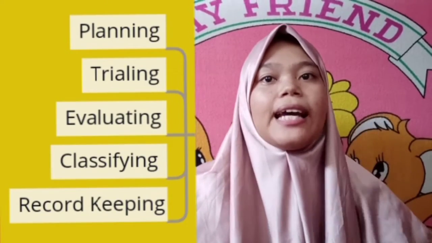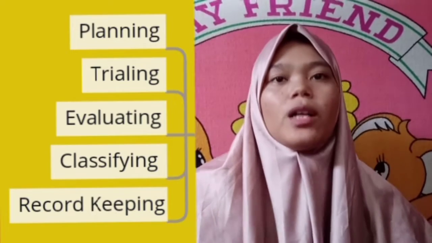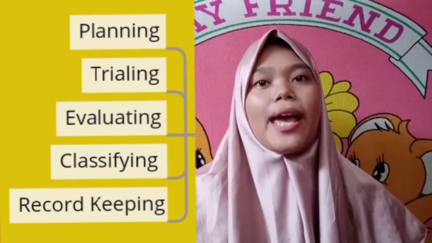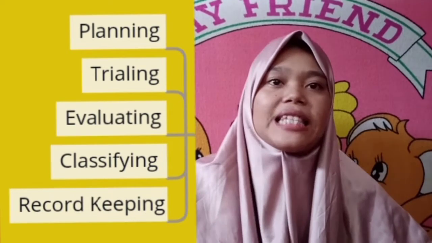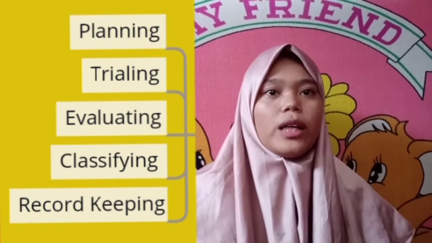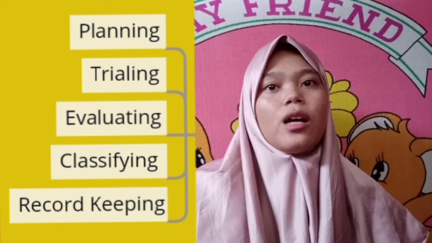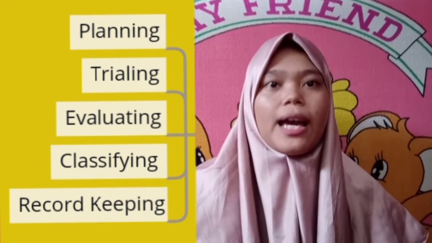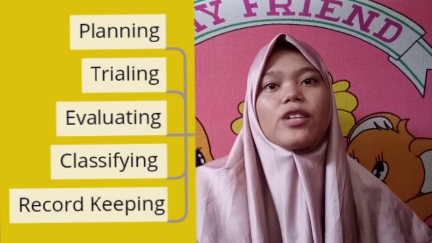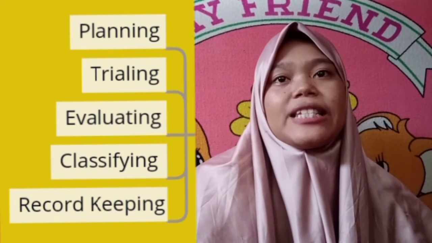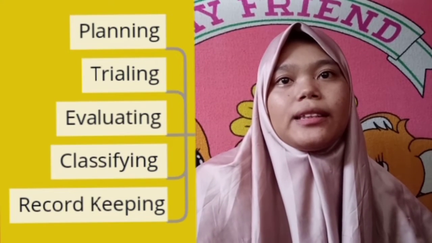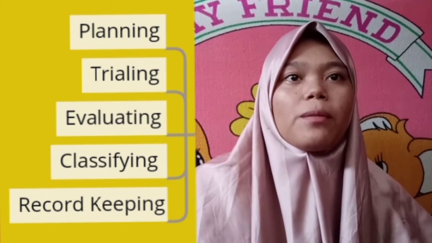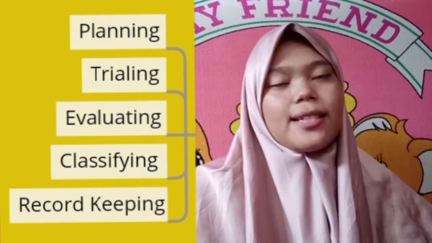The first step is planning. Homegrown materials start with planning. We need to decide what our aim and project are, what activity we want to involve the students in, how we want them to be grouped, and what the content of the material should be. The second is trialing. It is absolutely vital to try out our material before taking it into the lesson.